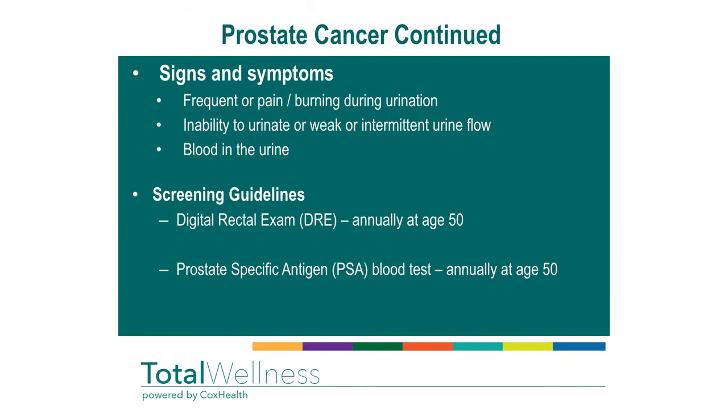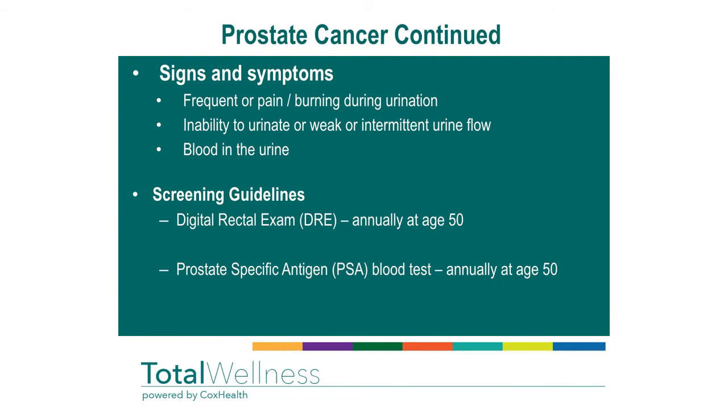Signs and symptoms: frequent pain, having problems going to the bathroom, having problems with the flow. You either have too much or too little. One of the big ones is blood in your urine. Anytime you have blood in your urine, it is not normal. So it does not mean you have prostate cancer, but it does mean that something's a little bit off and you need to see your physician.